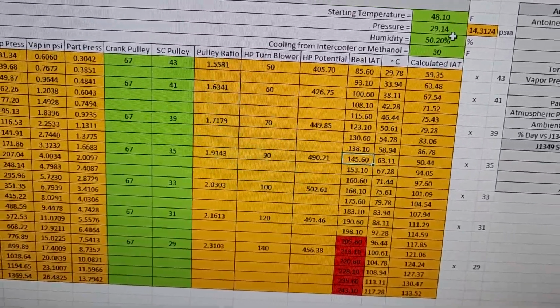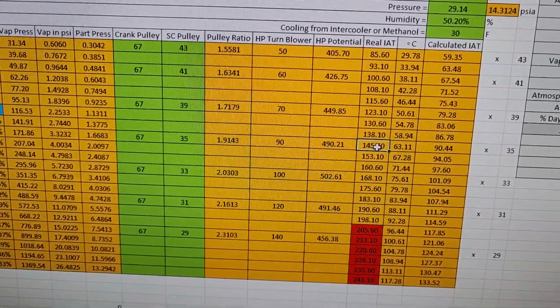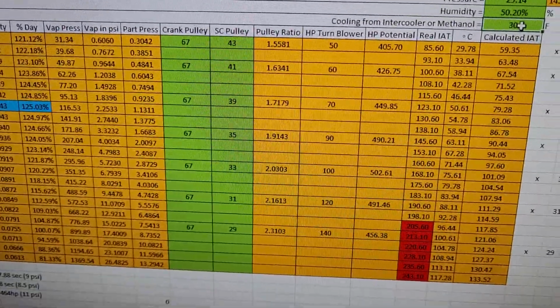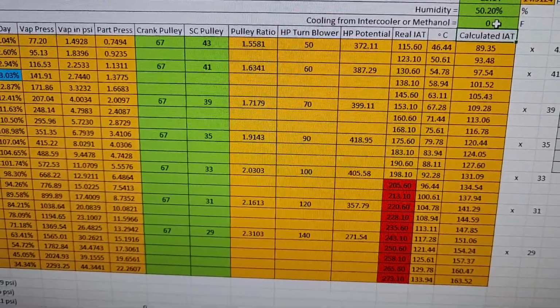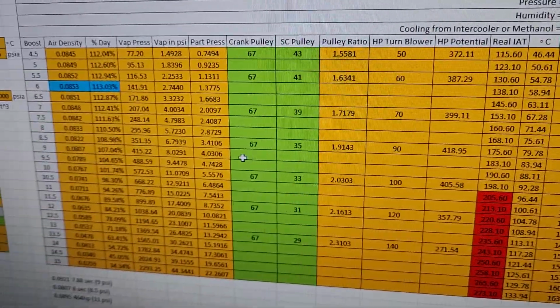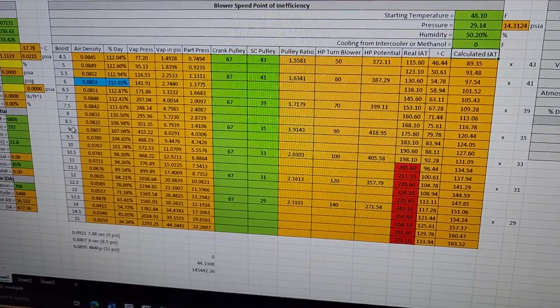But you can see I'm much, much higher than that, and that's not even including this 30 degrees of cooling, which basically comes off of that. So if I take this and zero it out, you can see how temperatures get really dangerous really quick. At 9 pounds of boost, it's right here.